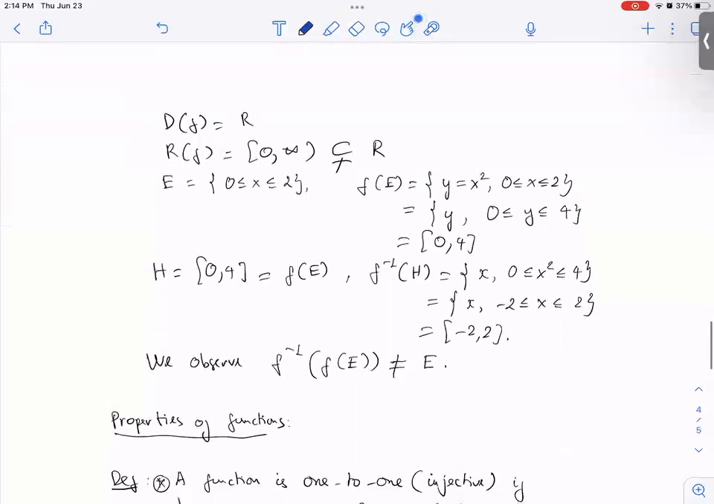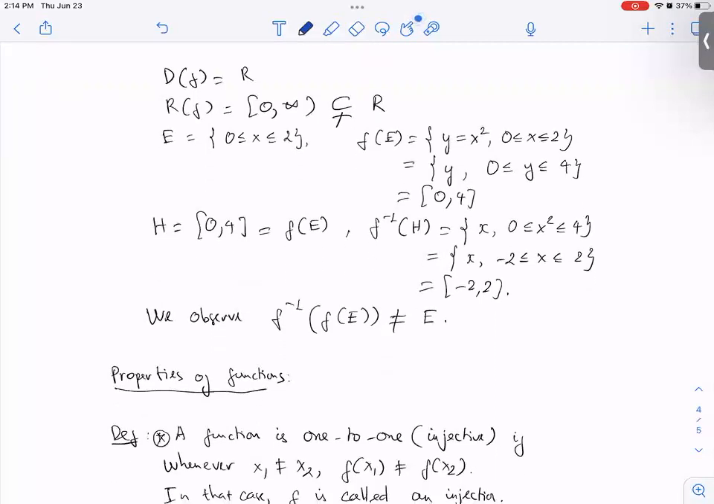For this example, the domain of the function is just the set of all real numbers. The range of the function, on the other hand, only consists of non-negative numbers. That is, it is the set from 0 to infinity, including 0. And this is a proper subset of the set of real numbers. Here we can take a set E, which is the set of all numbers between 0 and 2.